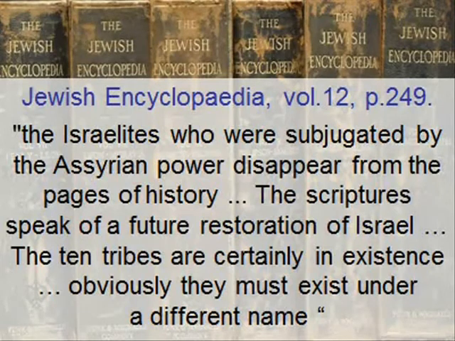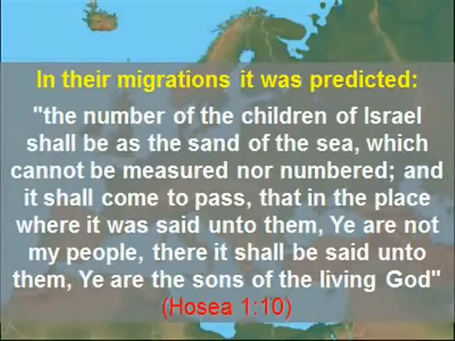In their migrations, it was predicted by Hosea the prophet that the number of the children of Israel should be as the sand of the sea, which cannot be measured or numbered. And it shall come to pass that in the place where it was said unto them, Ye are not my people, there it shall be said unto them, Ye are the sons of the living God. They would come under a new covenant.